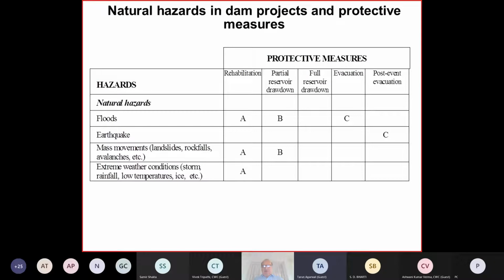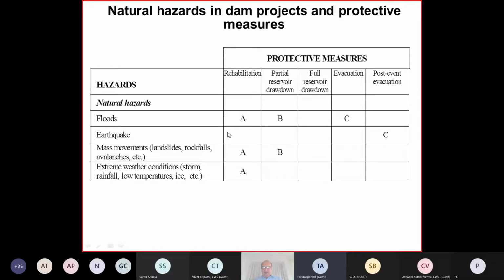Now, I would like to give a discussion of the different types of hazards. We look first at the natural hazards in dam projects and the protective measures. The main natural hazards are floods, earthquakes, mass movements, landslides, rockfalls, avalanches, and extreme weather conditions: storm, rainfall, low temperatures, ice, and so on. So these are the basic hazards from the natural environment.